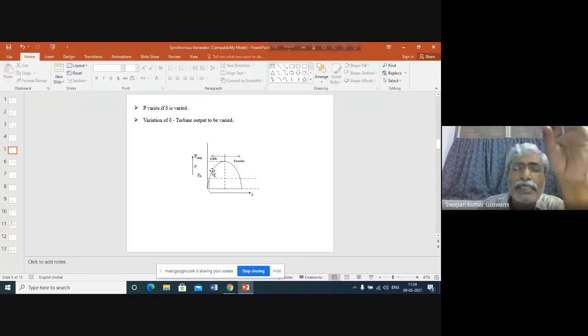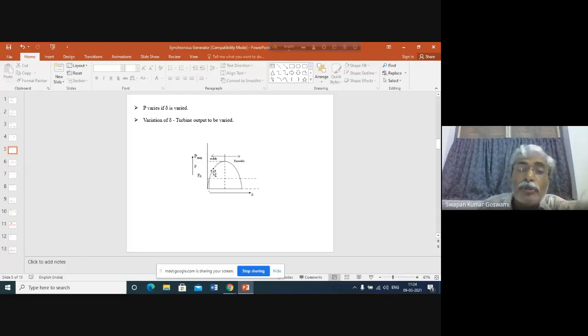Since the speed of the rotor is above synchronous, it will not stop at this point where the input power line and output power curve meet, because the generator rotor is rotating at a speed higher than synchronous. So it will continue to rotate at a speed higher than synchronous, meaning it will continue to accelerate. The speed of the generator will increase further. As a result, delta will increase and output power will increase further.